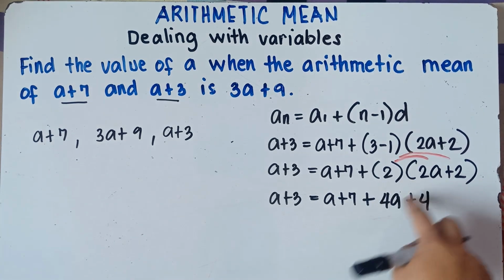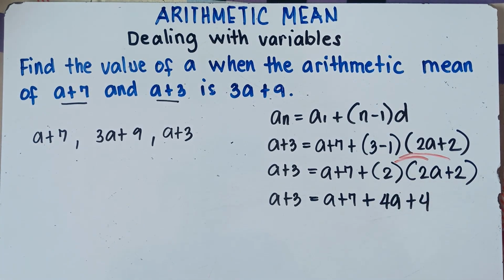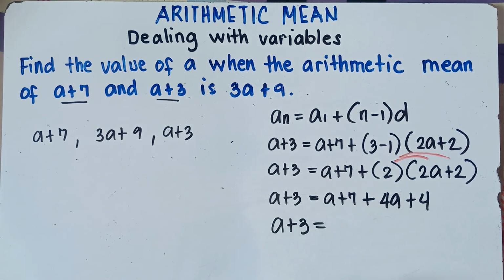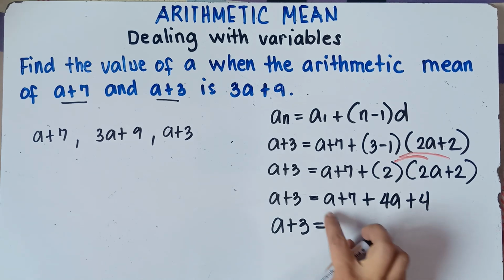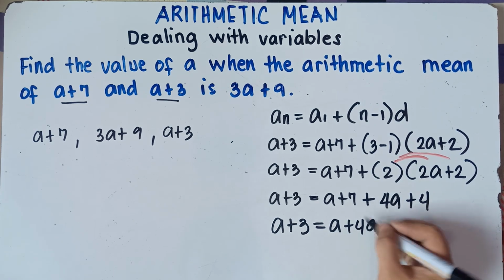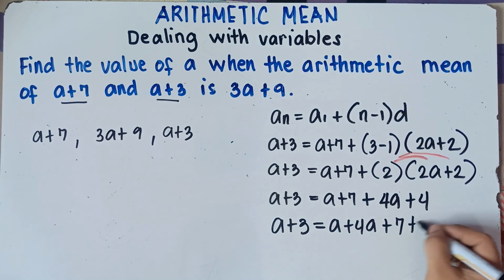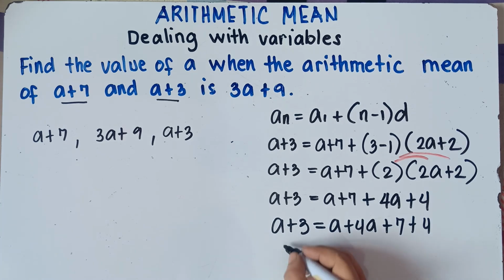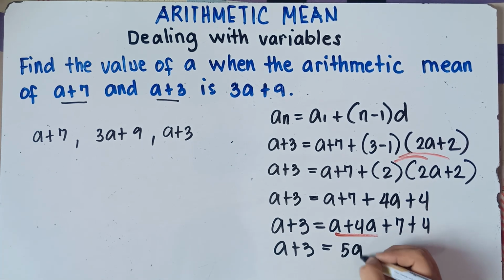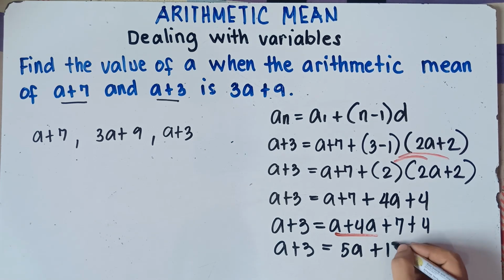Alright, so 2 times 2A, that's 4A. Then 2 times 2 is positive 4. And then this will be A plus 3 equals... let's arrange, class, for you not to be confused. Arrange A. A, then we have positive 4A. We have positive 7. We have positive 4. So A plus 3, combining like terms, 4A plus A, that's 5A. And then 7 plus 4, that's 11.